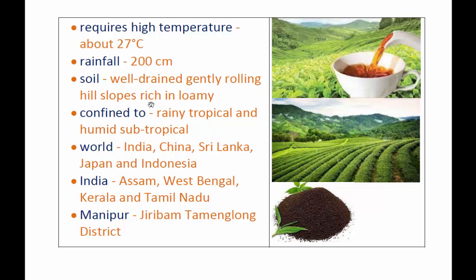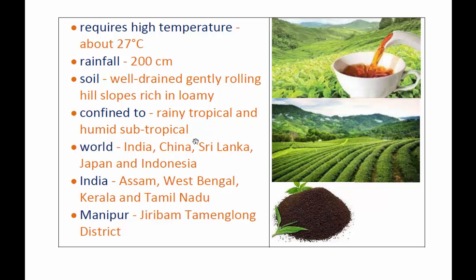So a hill slope most probably, with a place which is very rich in loamy soils, and these are mostly confined to rainy tropical and humid subtropical regions. So as a crop, tea requires a very hot and humid climate. These are mostly confined to rainy tropical as well as subtropical regions.